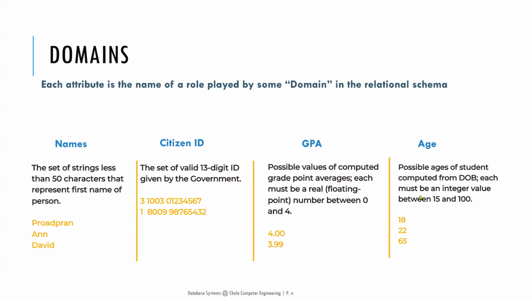For age, I say that it's the possible ages of a student computed from date of birth. Each must be an integer value between 15 and 100. So it means that I would only allow numbers 15 to 100 to be kept within the database. If it's less than 15 or over 100, I will reject it, or this database will reject it as an invalid age in this particular domain. But you can design the age within your systems differently, right?